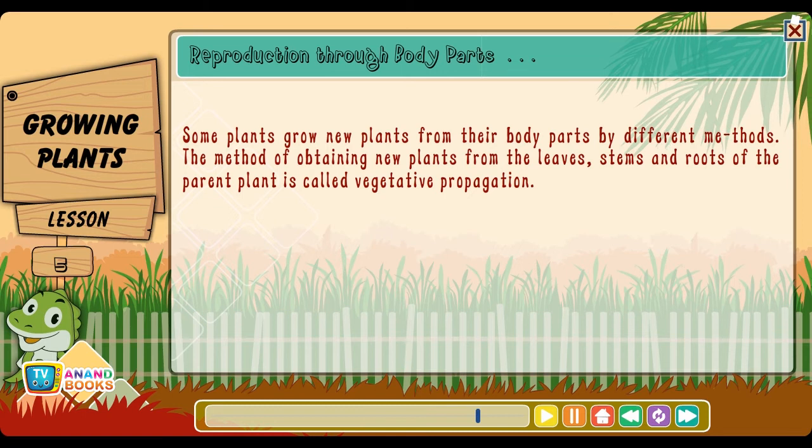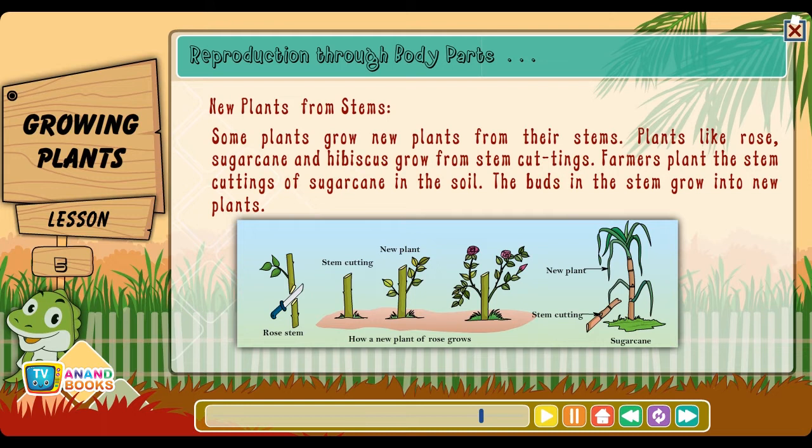New plants from stems. Some plants grow new plants from their stems. Plants like rose, sugarcane and hibiscus grow from stem cuttings. Farmers plant the stem cuttings of sugarcane in the soil. The buds in the stem grow into new plants.